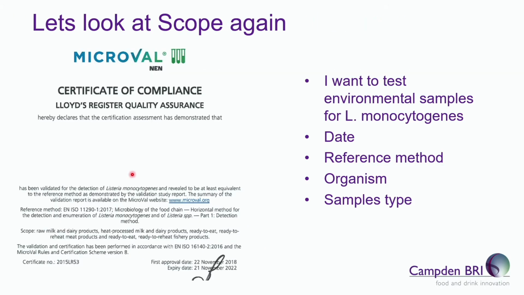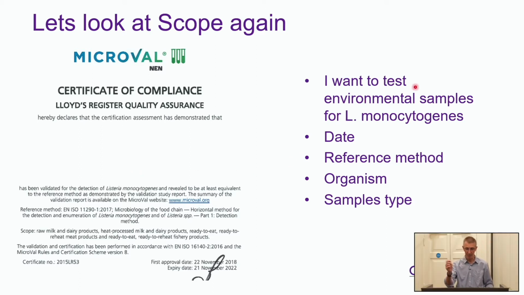Let's move again. Okay, this is a microbiological certificate. Let's say in this case, I want to test environmental samples for Listeria monocytogenes. I'm doing environmental testing. So let's look again. We've got the date. The expiry date is the 21st of November 2022. Date's fine. Somewhere in there the reference method will be listed, and it's 11290 part 1, which is the Listeria monocytogenes ISO method. Fine. Organism is fine, it's Listeria monocytogenes, it does what I want it to do.